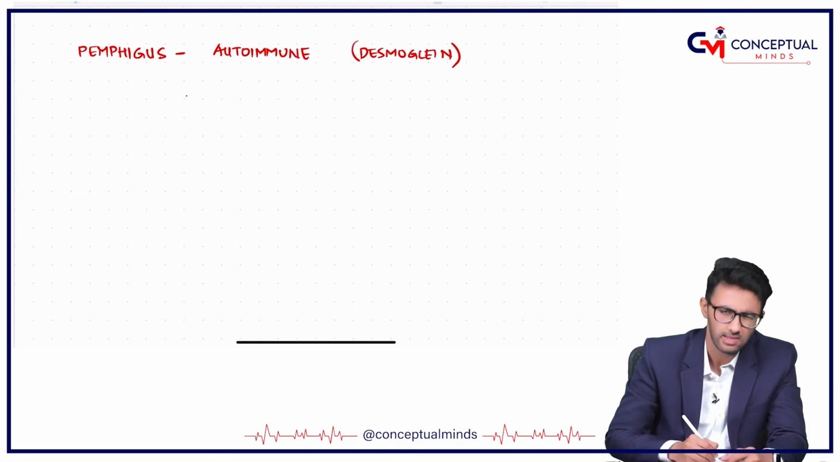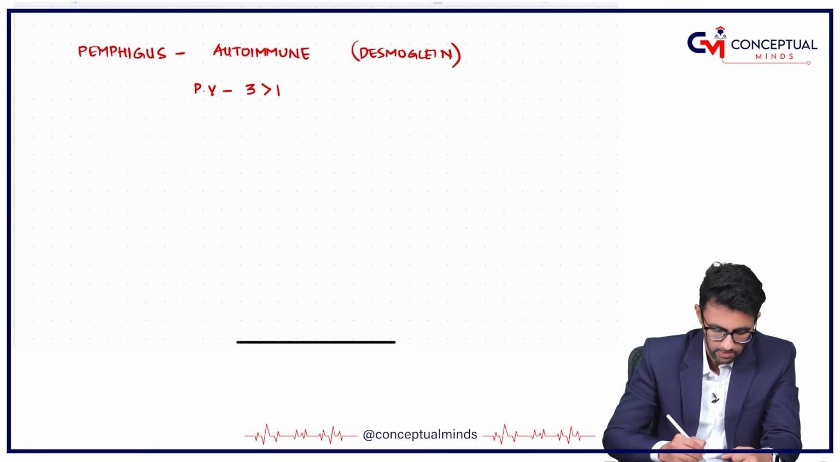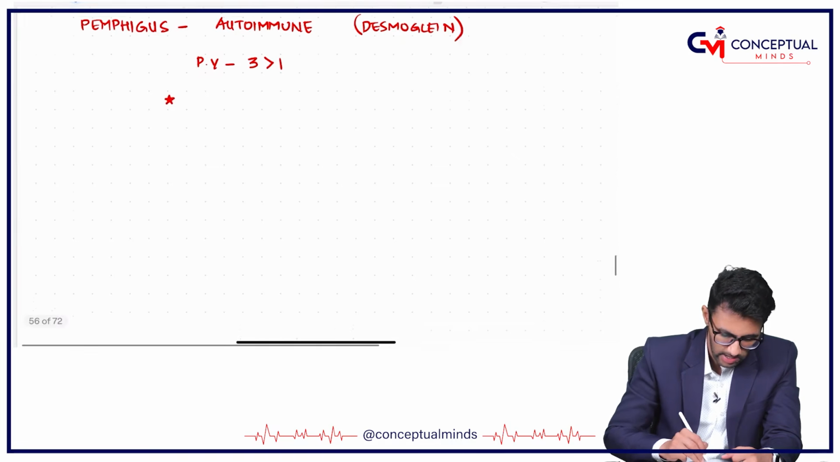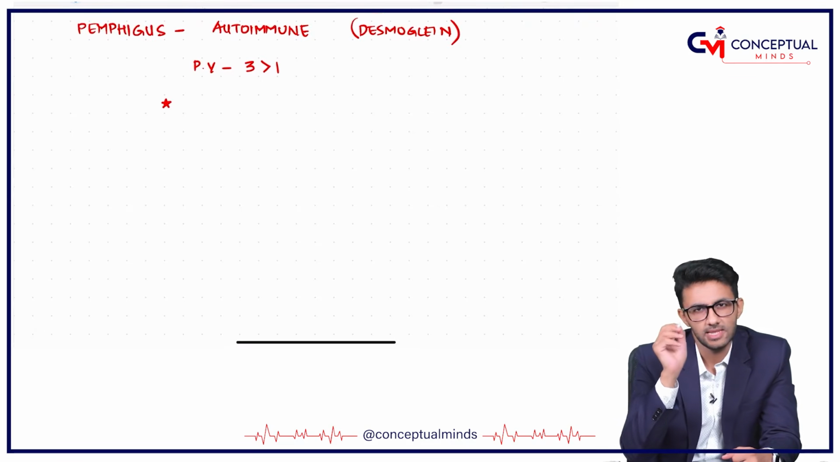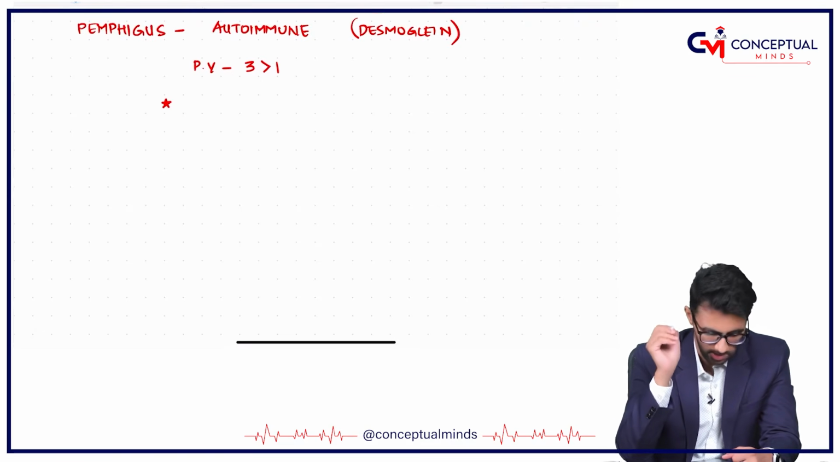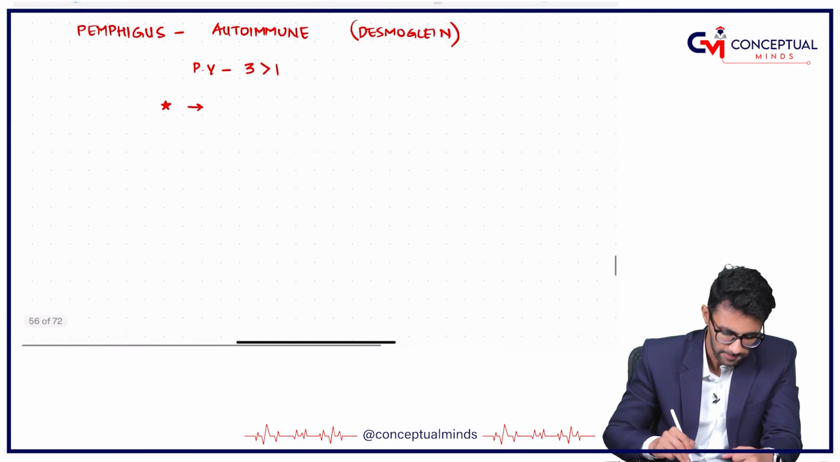Okay, and the pemphigus vulgaris, I'm just going to write a short form, pemphigus vulgaris. That was desmoglein 3 more than 1. And the trick we learned was wherever there is V, there is 3. So pemphigus vegetans and pemphigus vulgaris, we mark 3. Okay, that trick was there, and the others we just mark 1.